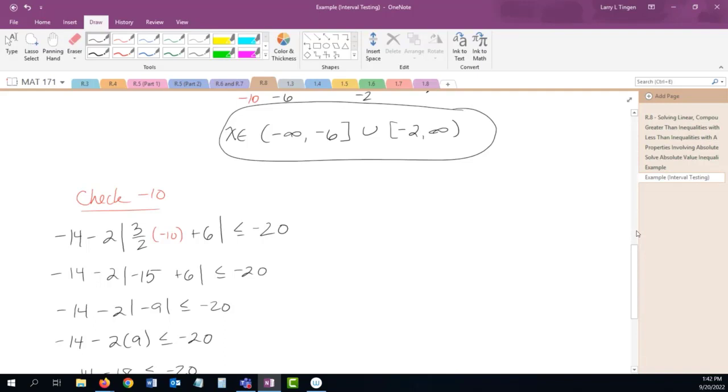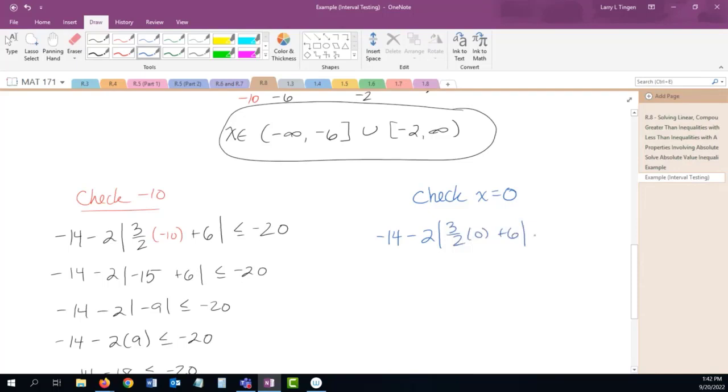Same thing goes for the right-hand side. Everything greater than negative 2 is in there. So if you want to check that one, I would argue, whenever you get a chance, check 0. Because 0 usually makes the problem a whole lot easier, because all the terms that have x in them go away.